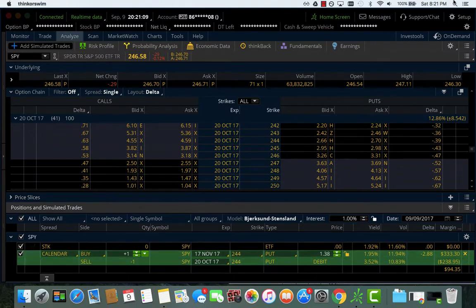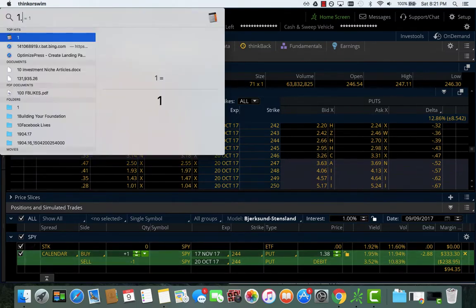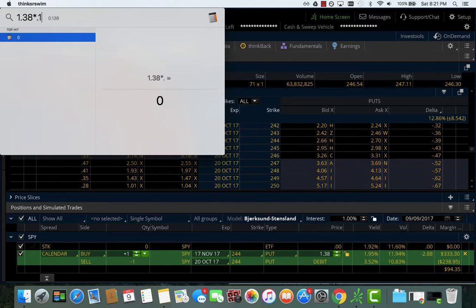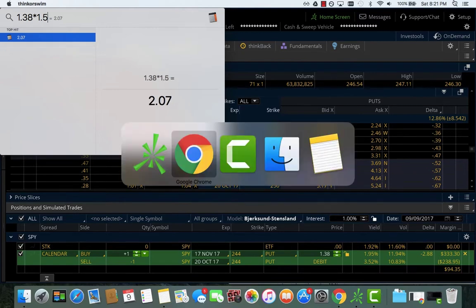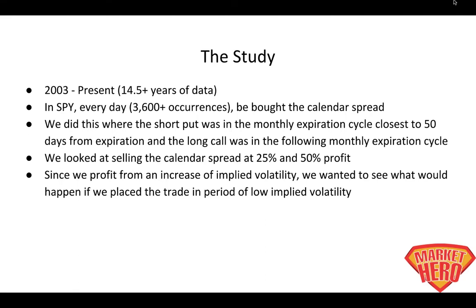So again, if we have a trade that was $1.38 times 1.25, we would say if the value of this spread ever got to $1.72, we would buy it back. And then again, if we're looking to manage it at 50%, if the value of this spread ever got to $2.07, we would look to buy it back. So that's what we're doing here.